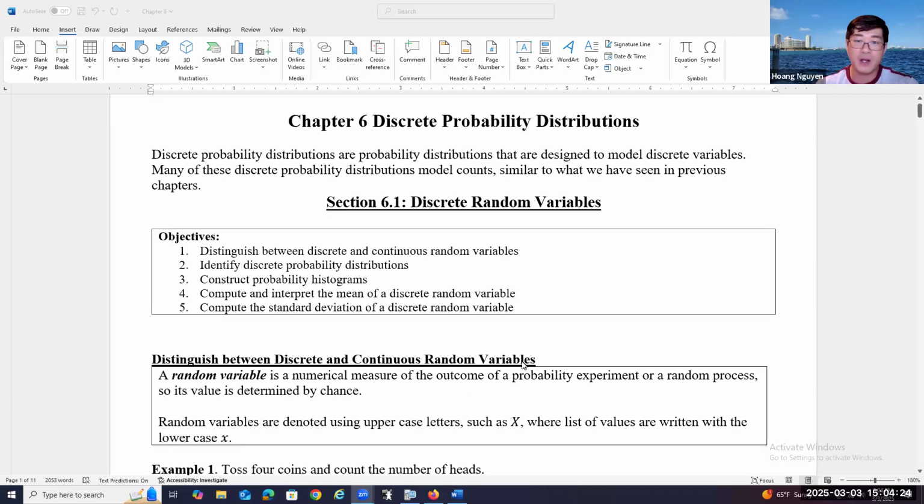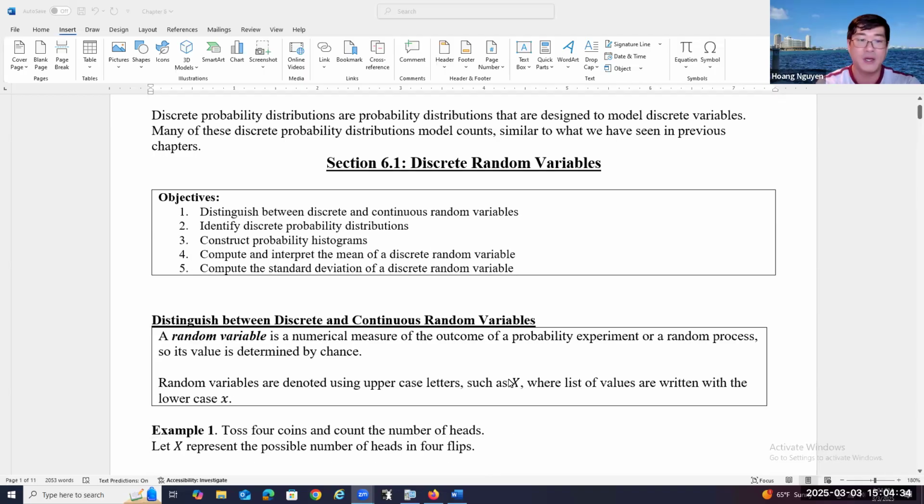Before we take a look at the discrete random variable, let's give you the definition of a random variable. So what is a random variable? A random variable is a numerical measure of the outcome of a probability experiment or a random process. So the value is determined by chance. That's the definition of a random variable.